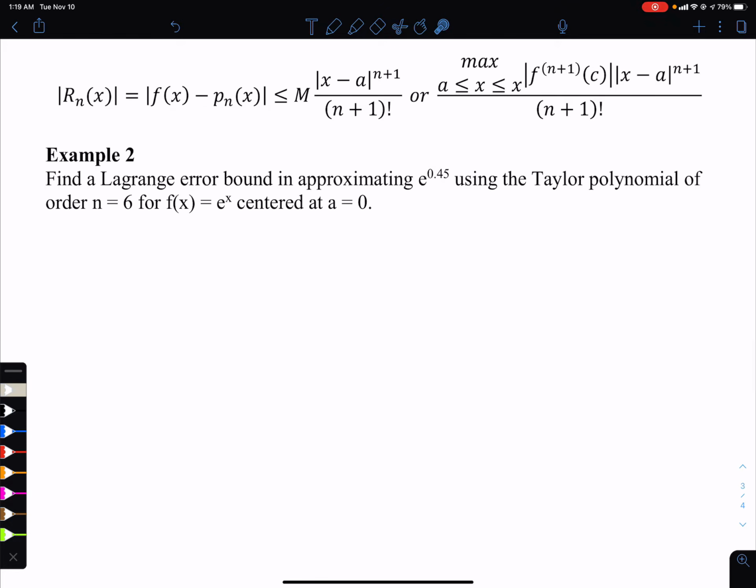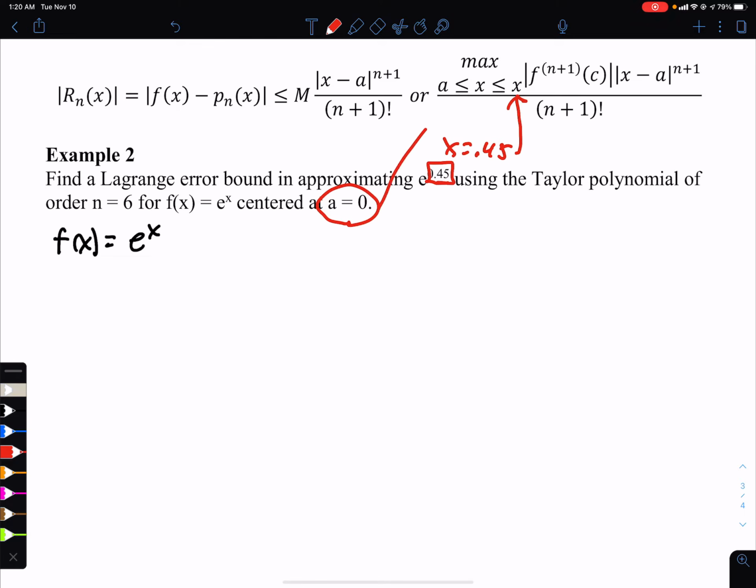Let's go to example 2. Now our function, we can see f of x is going to be e to the x because we're approximating e to the 0.45. Now, what's this 0.45 tell us? That's our x. x is 0.45. That's the x we're using, and they tell us a is 0, so that's going to be 0 again.